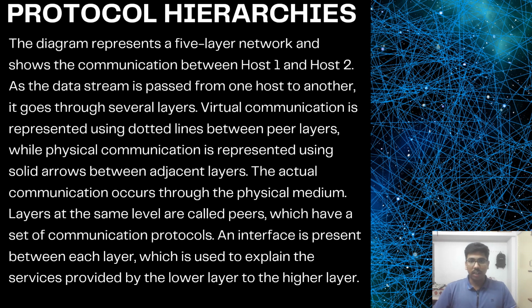The diagram is a five-layer network and shows the communication between host 1 and host 2. As a data stream is passed from one host to another, it goes through several layers. Virtual communication is represented using dotted lines between peer layers, while physical communication is represented using solid arrows between adjacent layers. The actual communication occurs through the physical medium. Layers at the same level are called peers, which have a set of communication protocols, and interfaces are present between each layer, which are used to explain the services provided by the lower layer to the higher layer.